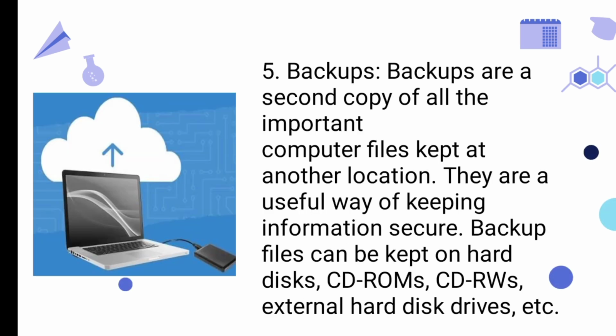Fifth is backup. Backups are a second copy of all important computer files kept at another location. They are a useful way of keeping information secure. Backup files can be kept on hard disks, CD-ROMs, or external hard disk drives. Backups are also important for reasons other than security: a fire could break out, or an earthquake may strike the building where the computers are located. In such cases, recent backups of the data at an alternate secure location can be a means of securing our information.